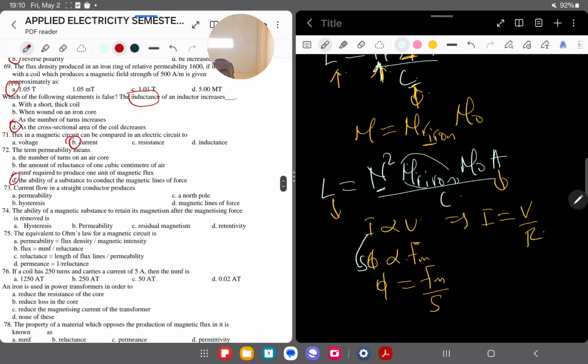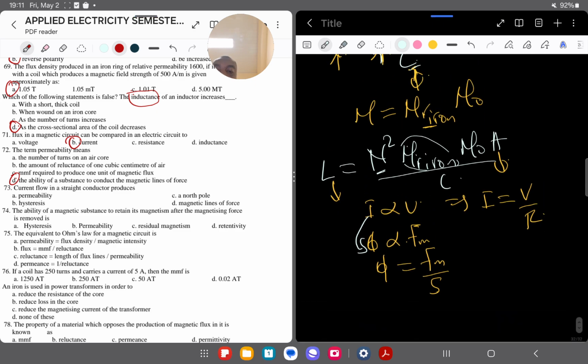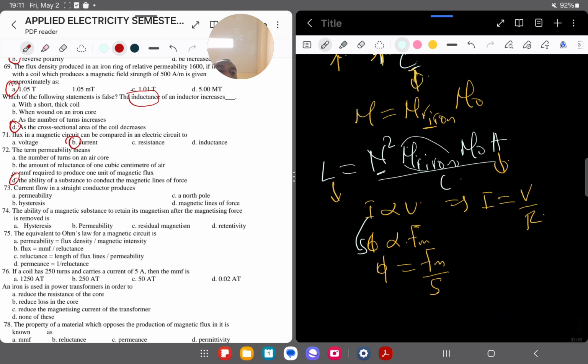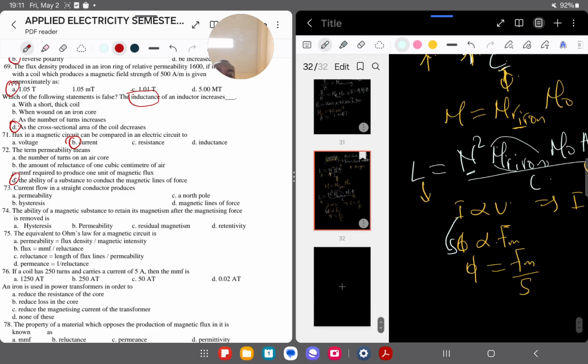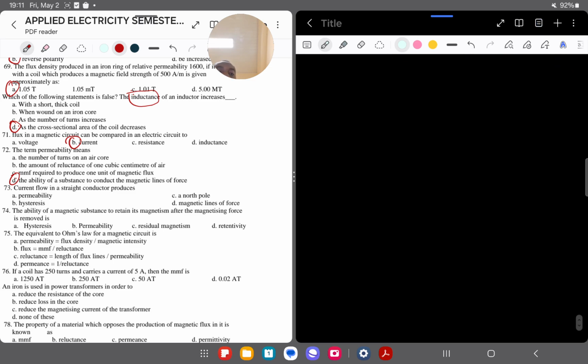Now question 73. Current flow in a straight conductor produces A, permeability. No. B, hysteresis. C, a north pole. D, a magnetizing line of force. So the answer here is D. If you can remember the formula for magnetization force.